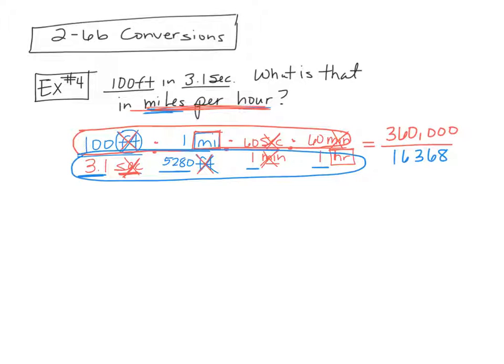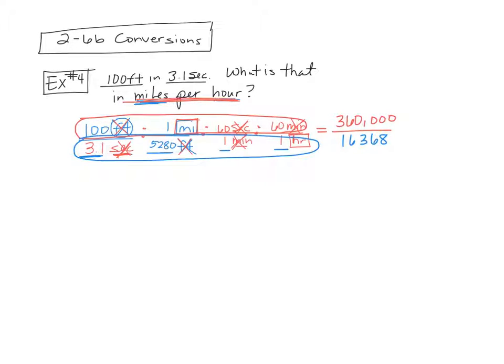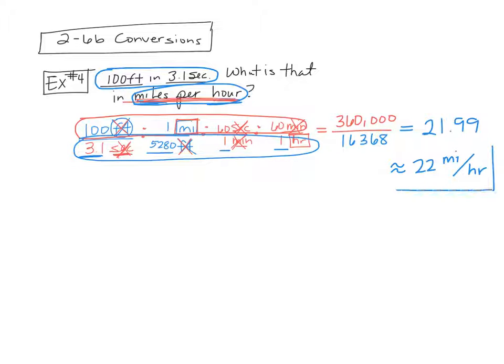16,368. When you get that, we're nearly done, but we want a unit rate, which means we want a 1 on bottom. So you're actually going to do that division, 360,000 divided by 16,368. When you plug that in, you get 21.99. The question is 100 feet in 3.1 seconds is how many miles per hour? We would say it's approximately, if we round that, 22 miles per hour. That would be our answer.